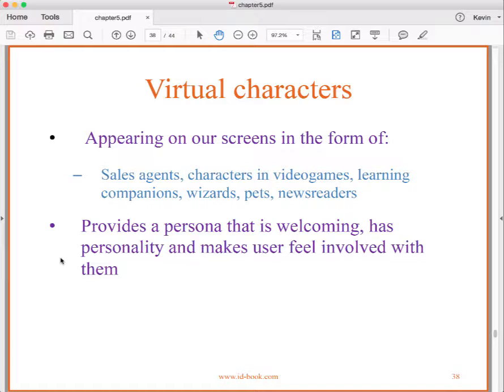Virtual characters. These are characters that appear on the screens in the form of sales agents, characters in video games, learning companions, wizards, pets, newsreaders. It provides a persona that is welcoming, has personality, and makes the user feel involved with them. So, a lot of opportunity for upside there.